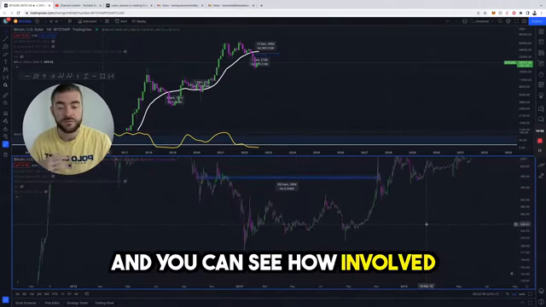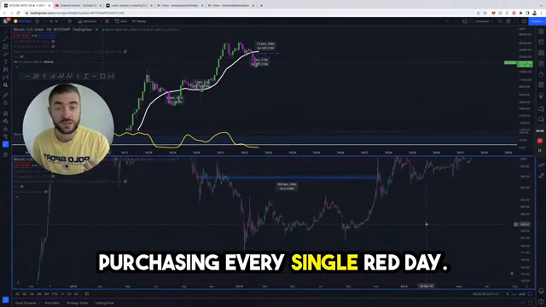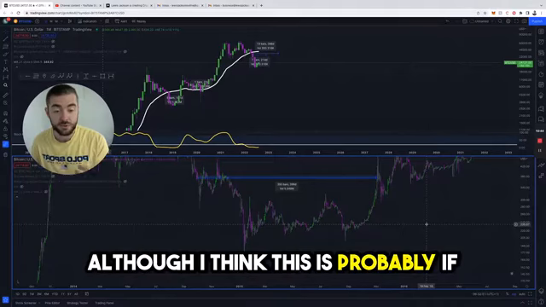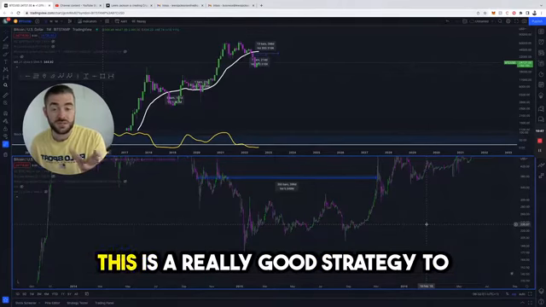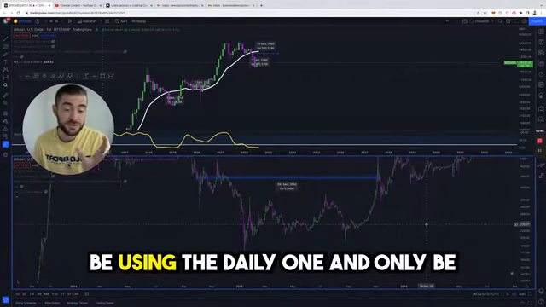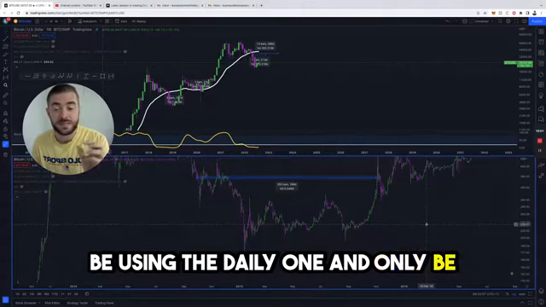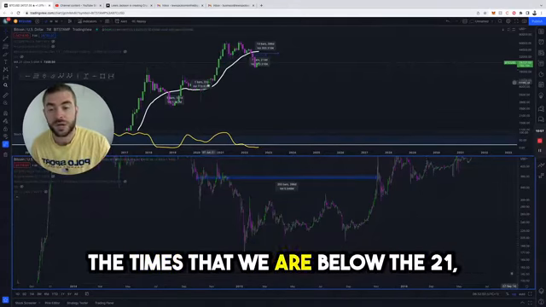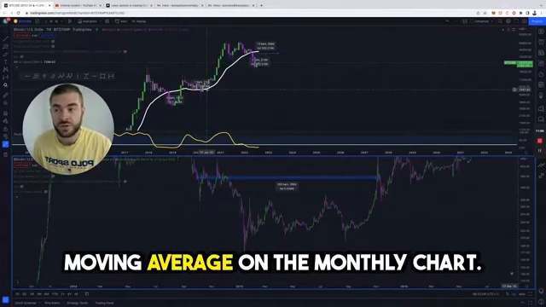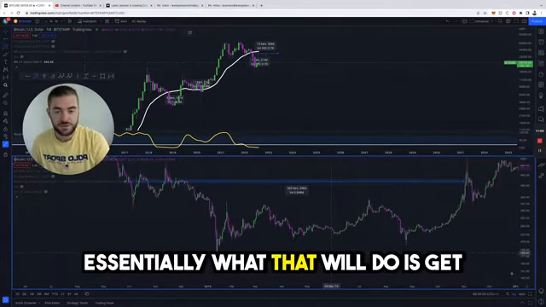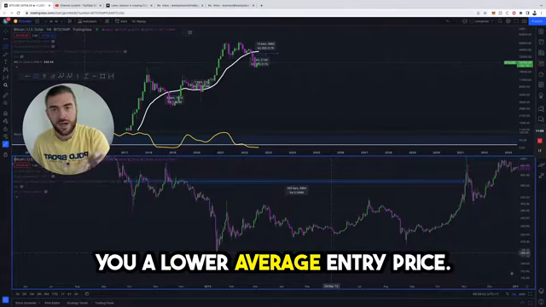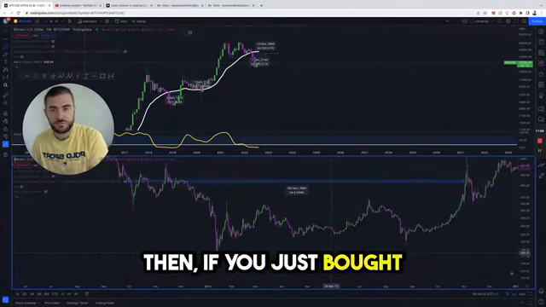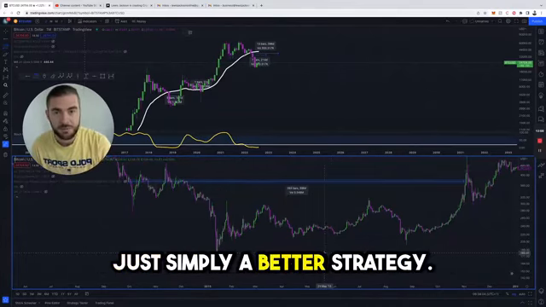And you can see how involved you would have to be purchasing every single red day. Although I think, if you like dollar cost averaging, this is a really good strategy to be using: the daily one, and only buying your tokens on red days during the times that we are below the 21 moving average on the monthly chart. Essentially what that will do is get you a lower average entry price than if you just bought every day, right? It's just simply a better strategy.